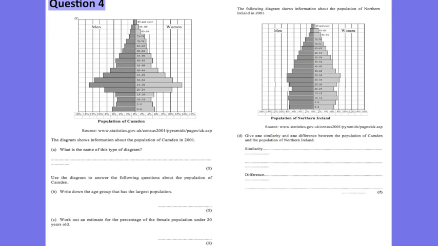Question number 4. The diagram shows information about the population of Camden in 2001. We're asked, what is the name of this type of diagram? Here we have population, we have 2 categories, men, women, percentages. This is a population pyramid.